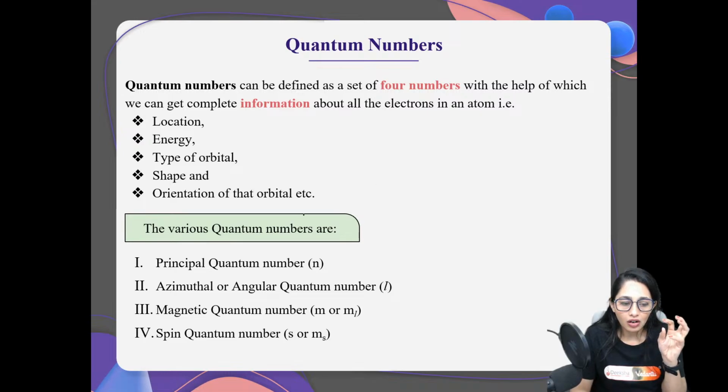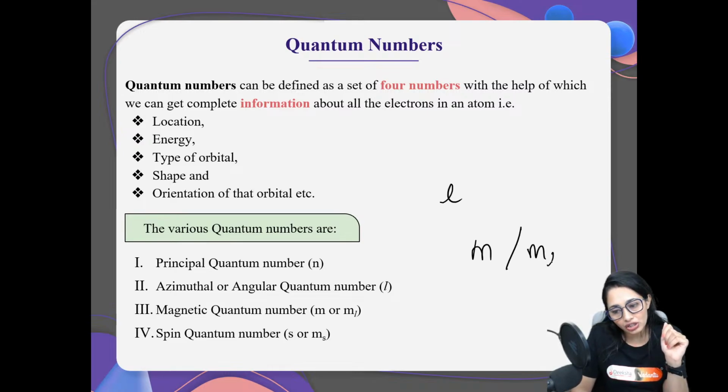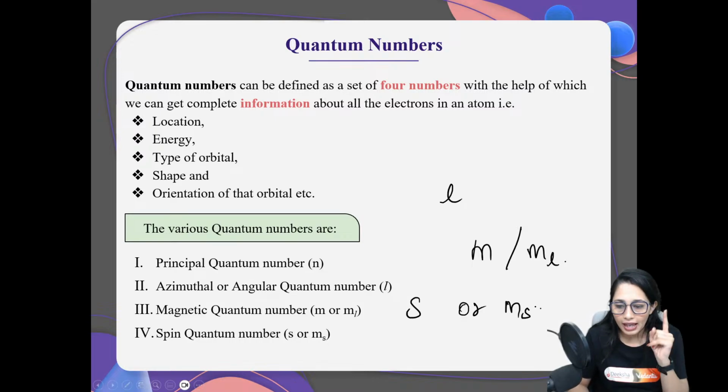We represent these quantum numbers using particular letters. For the principal quantum number, we use the letter n. Next, the azimuthal or angular quantum number is l. The magnetic quantum number is m, or ml as well. Then the spin quantum number, we use s or ms. So ml for the magnetic quantum number, ms for the spin quantum number.